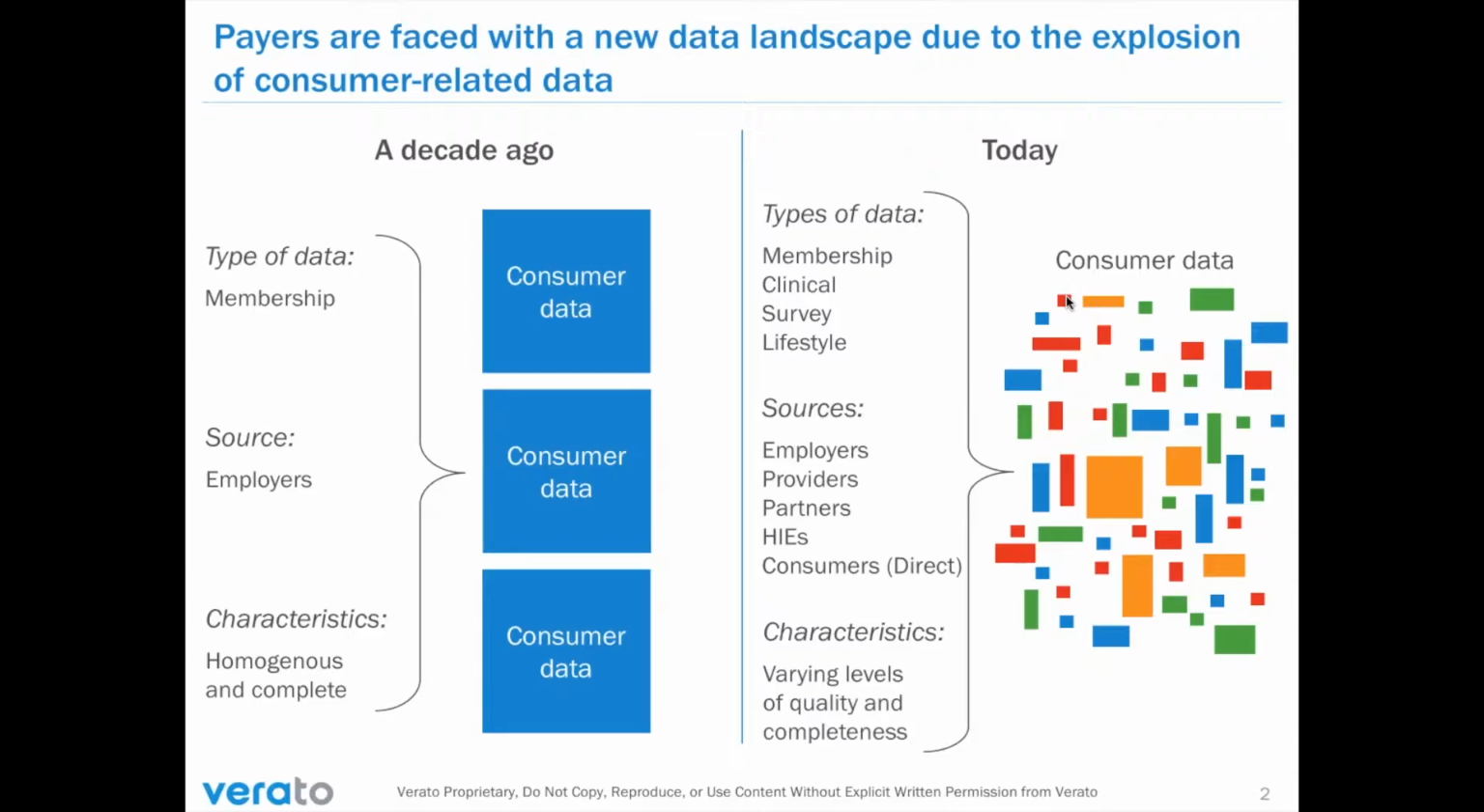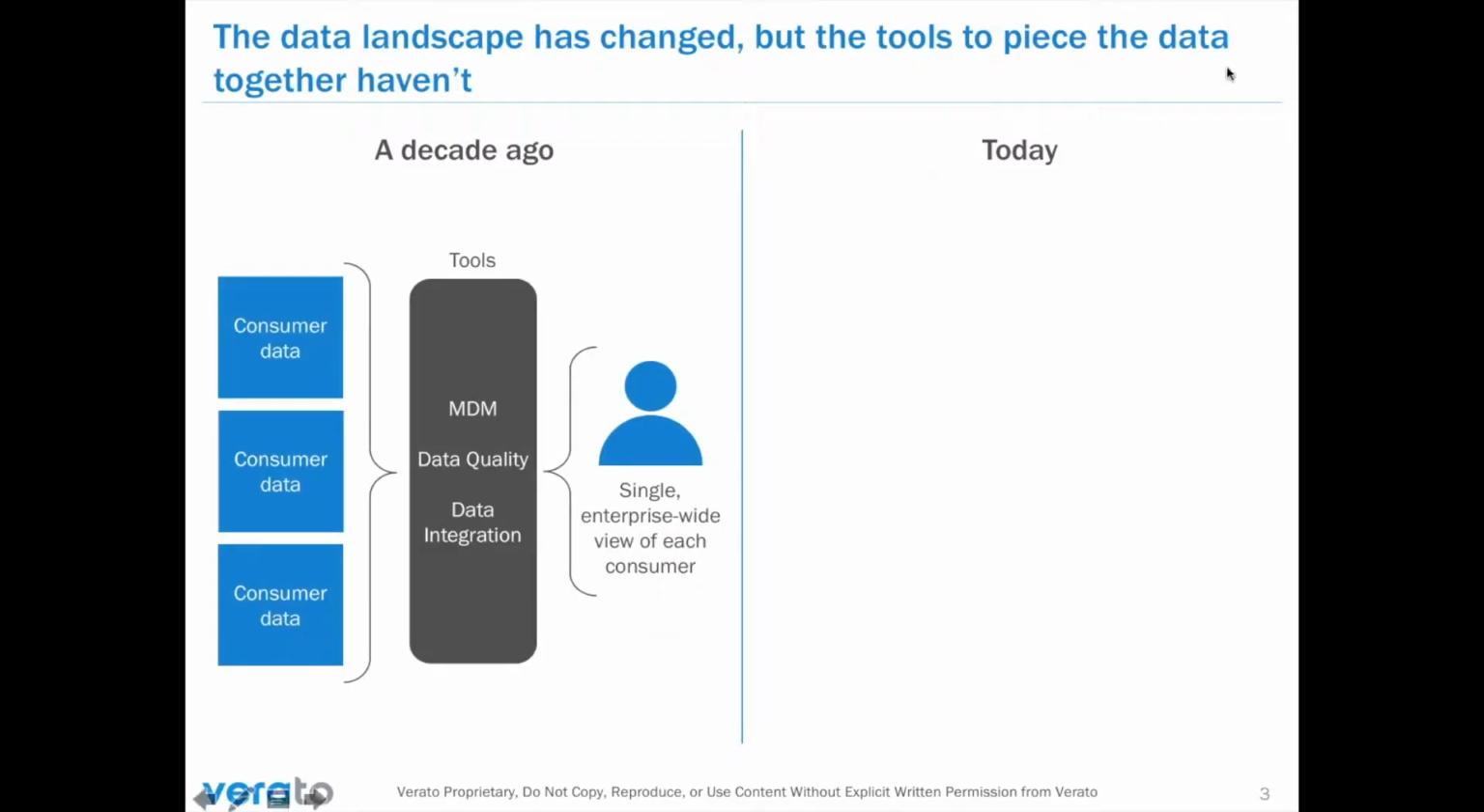Some of it's still membership data, but it can be clinical data, survey data, applicants who apply for coverage but abandon a cart or get denied for coverage. And it's not just coming from employers, it's coming directly from the consumers, it's coming from providers, HIEs, and the degree of quality and completeness of the data is much more varied than it used to be. And this presents challenges that we'll talk about throughout the course of the webinar.